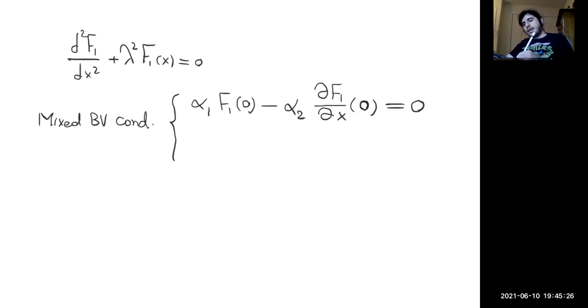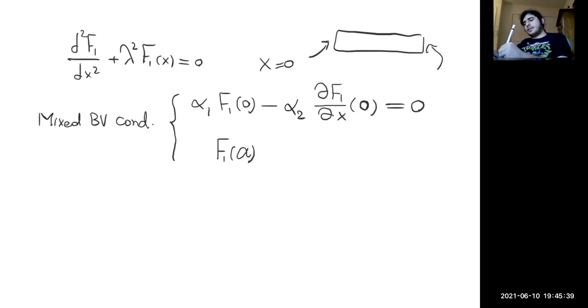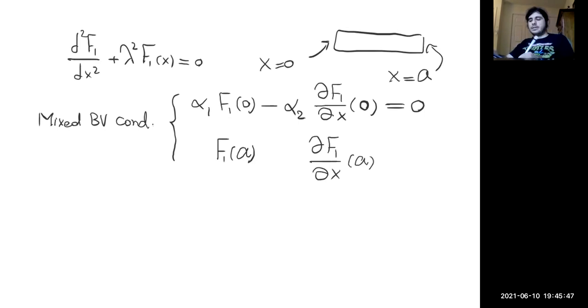That's one condition. The other condition would be a condition for the value of f1 at the other boundary. f1 at a, so we have this rod. There is x equals 0 here. There is x equals a on the other side. And the derivative of f1 with respect to x at a. Let's say we have a condition for these. So let's say a linear combination of them is equal to 0. Okay, something of that sort. That is some sort of boundary value property we can find.